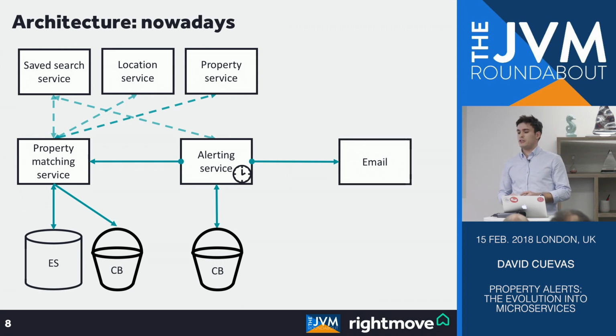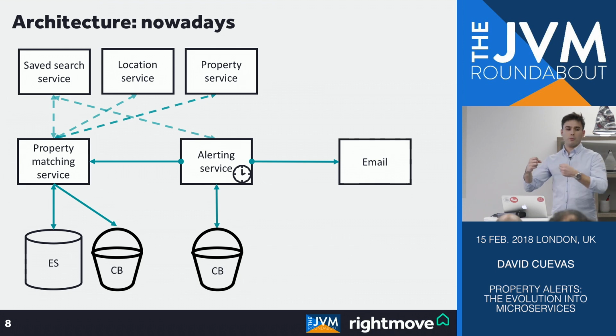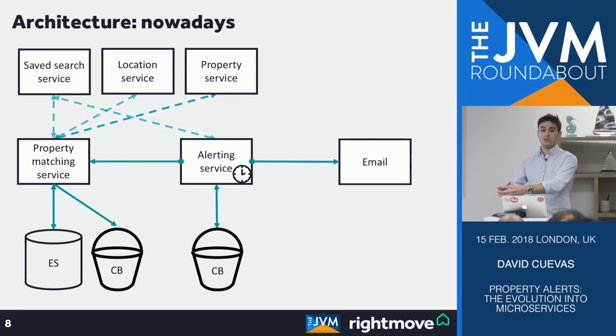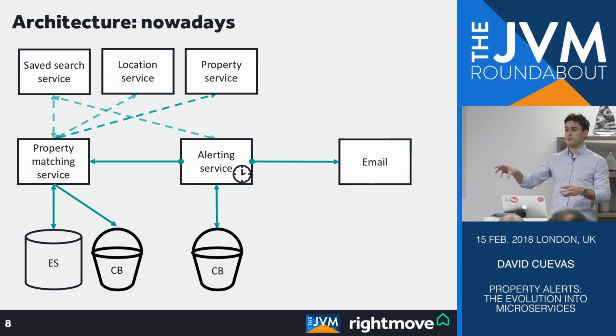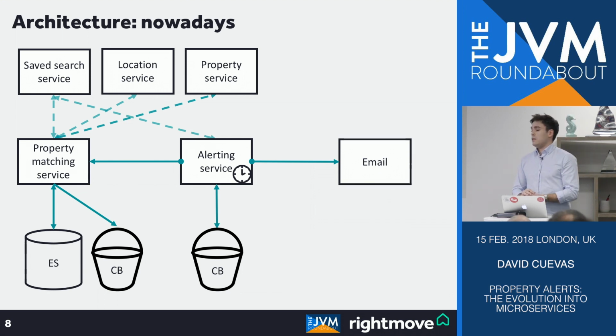Percolation can be defined as a reverse query. What we normally do is perform queries in order to get property listings back. Percolation does things in reverse. We use a property and try to understand which saved searches match this property. Whenever one of these matches is found, the property matching service stores it in its own Couchbase bucket.